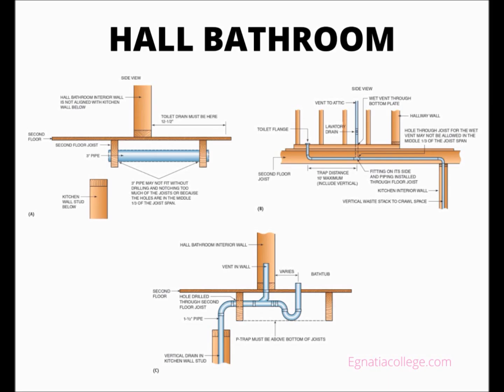The toilet in the hall bathroom can be served by routing the 3 inch pipe in the same direction as the floor joists. This type of piping configuration would require wet venting if allowed. The bathtub located in the hall bathroom could be piped in 2 different ways. The bathtub piping had to be routed using a separate waste stack as shown in this picture.